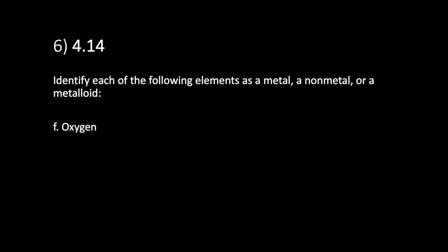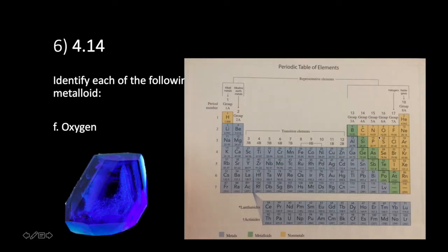Okay, what about oxygen? Is oxygen a metal, a nonmetal, a metalloid? Well, you'd go to the top right where oxygen is in group 6A, period 2, and you'd see that oxygen is yellow here. You could also see it's to the right of this darkened zigzag line, so that means it's a nonmetal.